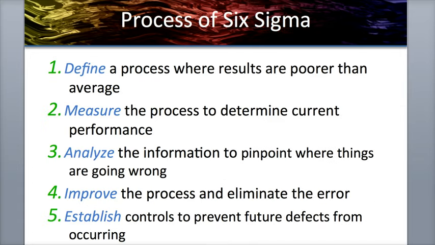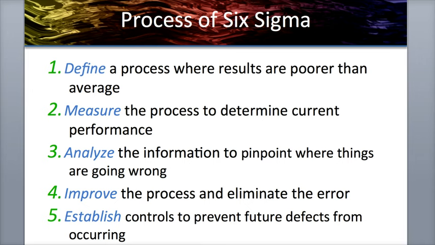So in the process of Six Sigma, there are 5 steps, which you'd think there would be 6 steps in Six Sigma, but there's actually only 5. So there's the define step, where we're going to find the process where the results are poorer than average. So we're going to look for where the problems are.